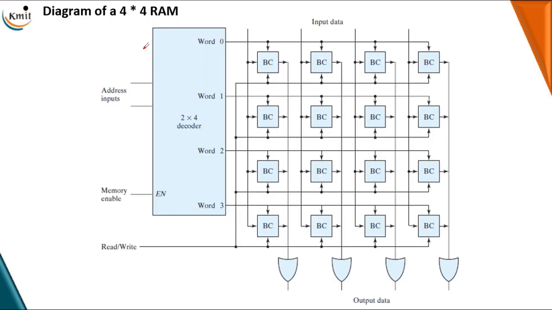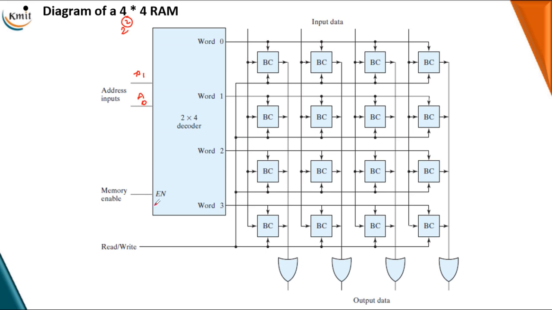Now this memory decoding is constructed using a simple 2x4 decoder. We have constructed a 4x4 RAM, where the first digit indicates the number of memory words. I can write this 4 as 2 power 2. So to decode one of the memory words, I require 2 address bits, and those 2 address bits are A1 and A0.